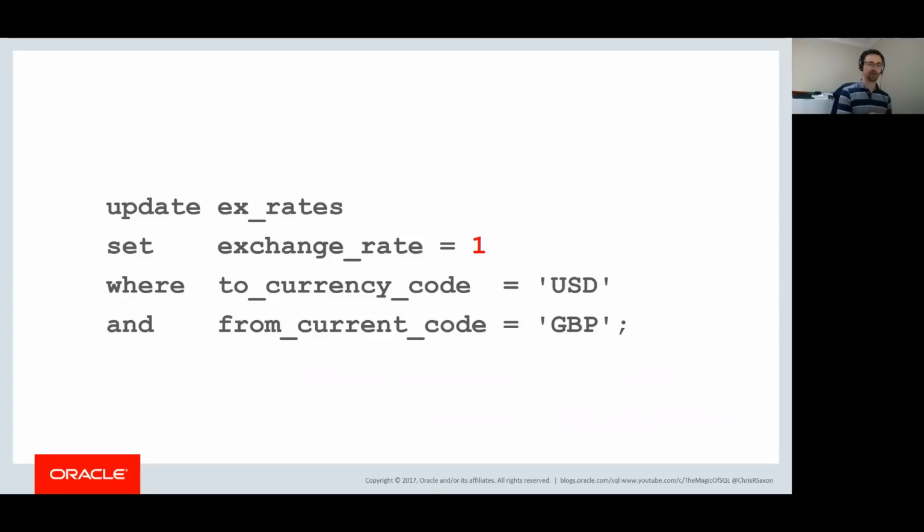So what they're going to do is set the US dollar to the British pound exchange rate to 1. Traditionally, it's always been about 1.3 dollars to the pound or something like that. And so they're going to set that to 1.